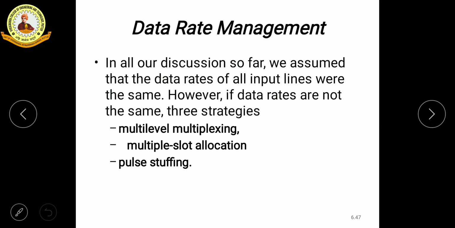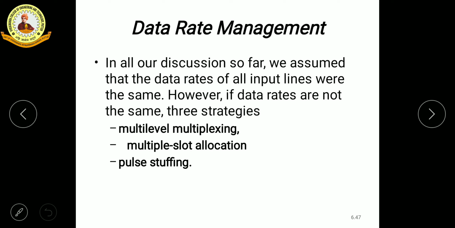So why should this data rate management be learned? One problem with time division multiplexing is how to handle a disparity in the input data rates. In all our discussions so far, we assumed that the data rates of all input lines were the same, right? That is 1 kbps, 1 kbps, 1 kbps, 1 kbps. All the sources were 1 kbps. In another problem, we learned that all the sources had 4 kbps or 4 mbps data rate. If we have different data rates, what will happen? There are 3 strategies, or a combination of them, that can be used. What are they? Multi-level multiplexing, multiple slot allocation, and pulse stuffing.